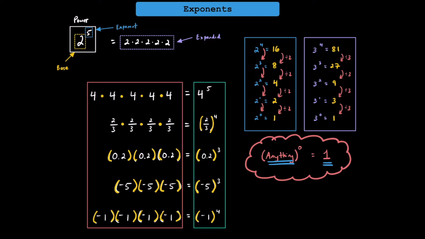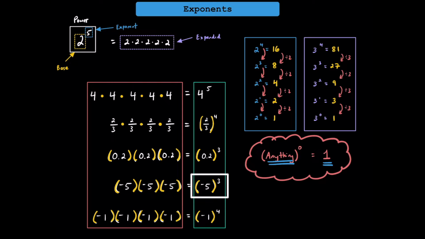Now let's talk about how to read powers correctly. You would read this first one here as big 4, little 5. Totally kidding, don't actually say that. Instead, we would read this as 4 to the 5th power. For this one, we would say it's 2/3 to the 4th power. Here we would say 2/10 to the 3rd power, or 0.2 to the 3rd power, but we could also say it's 0.2 cubed. Anything raised to the 3rd power can be read as to the 3rd power, or cubed.